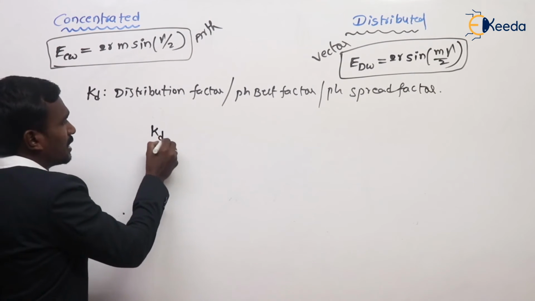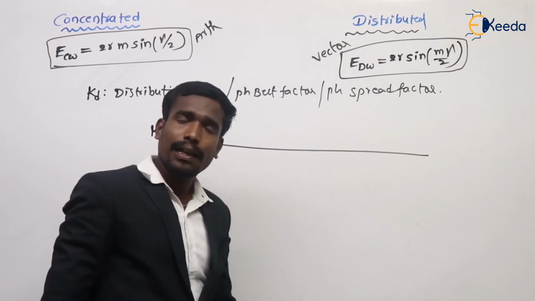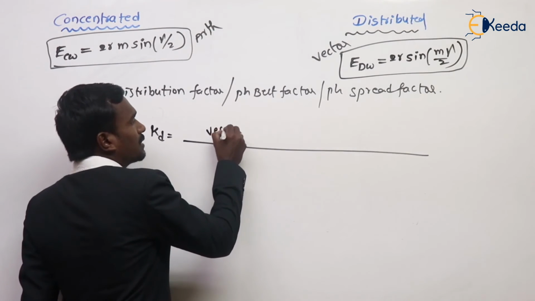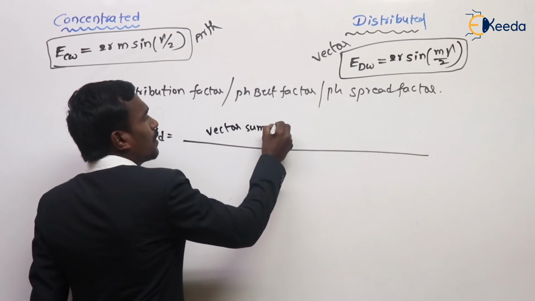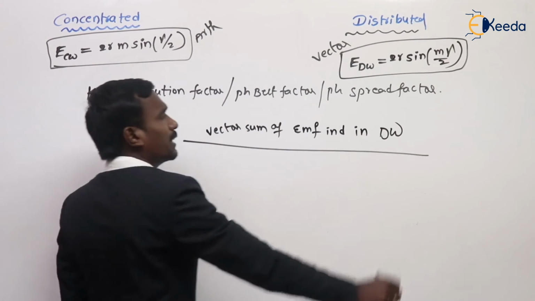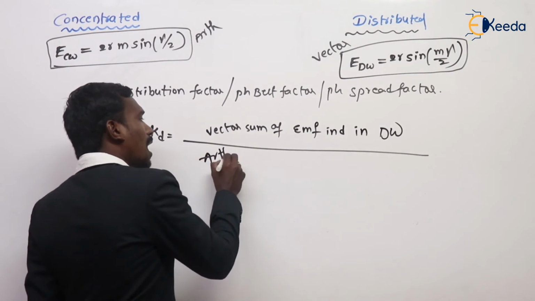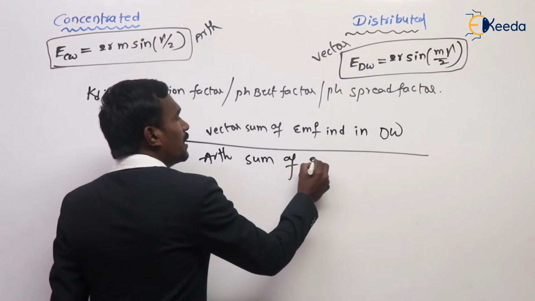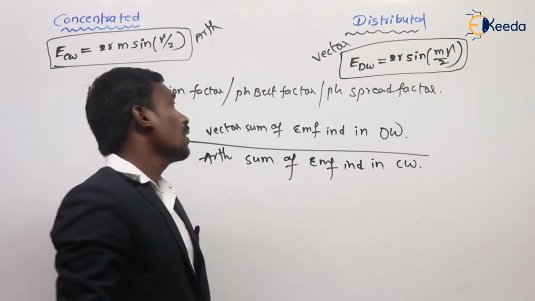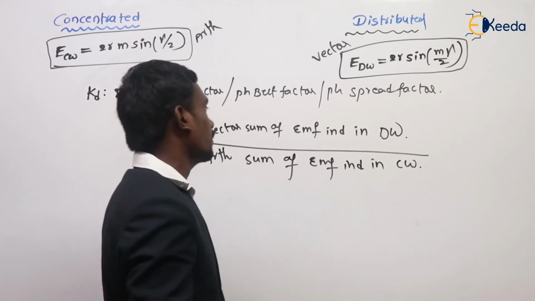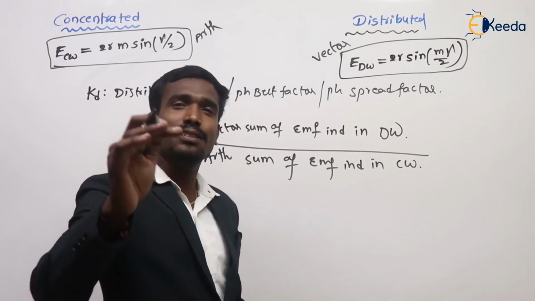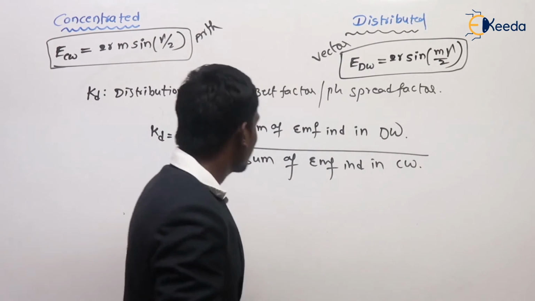Tell me, what is the definition of KD? This is similar to KP. What is that? The vector sum of EMF induced in distributed winding upon the arithmetic sum of EMF induced in concentrated winding. This is simply the KD.